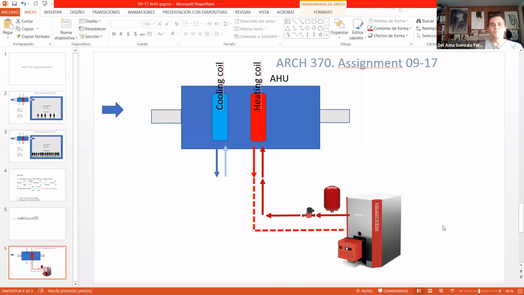There you go. Okay, so we are moving water in this direction. We have the heating coil, and then the air heats up, the water cools down, and we go in this direction. We go back to the boiler, and then we heat up the water again, and we have a closed loop here doing this.